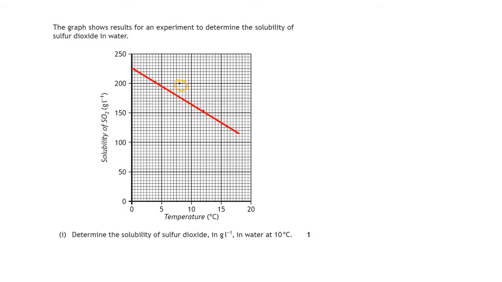So now that we have our line of best fit, that's when we can look at 10 degrees, go up to our line of best fit, and then across to our values. And we went up 3 boxes. Now, if we look at our scale, each box is going to be worth 5. And so we went up 3 boxes from 150, which means that our solubility is 165. It tells us the units in the question, so we don't need to write any units down. 165.